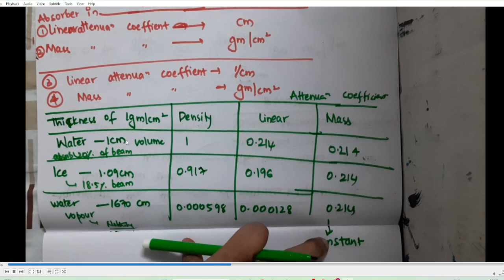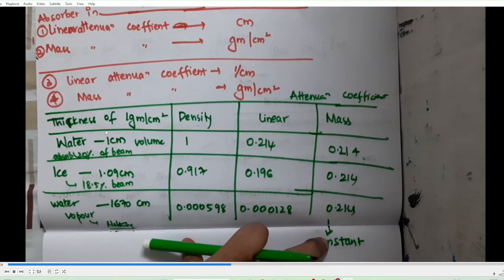The thickness of 1 gram per centimeter square of water is 1 centimeter, whereas the thickness of 1 gram per centimeter square of ice is 1.09 centimeters, and the thickness of 1 gram per centimeter square of water vapor is 1670 centimeters. These thicknesses will attenuate the same amount, that is 20% of energy, because all of them contain the same amount of mass. Thus, mass attenuation coefficient is independent of density. The mass attenuation coefficients of water, ice and water vapor are all the same, but their densities vary considerably.